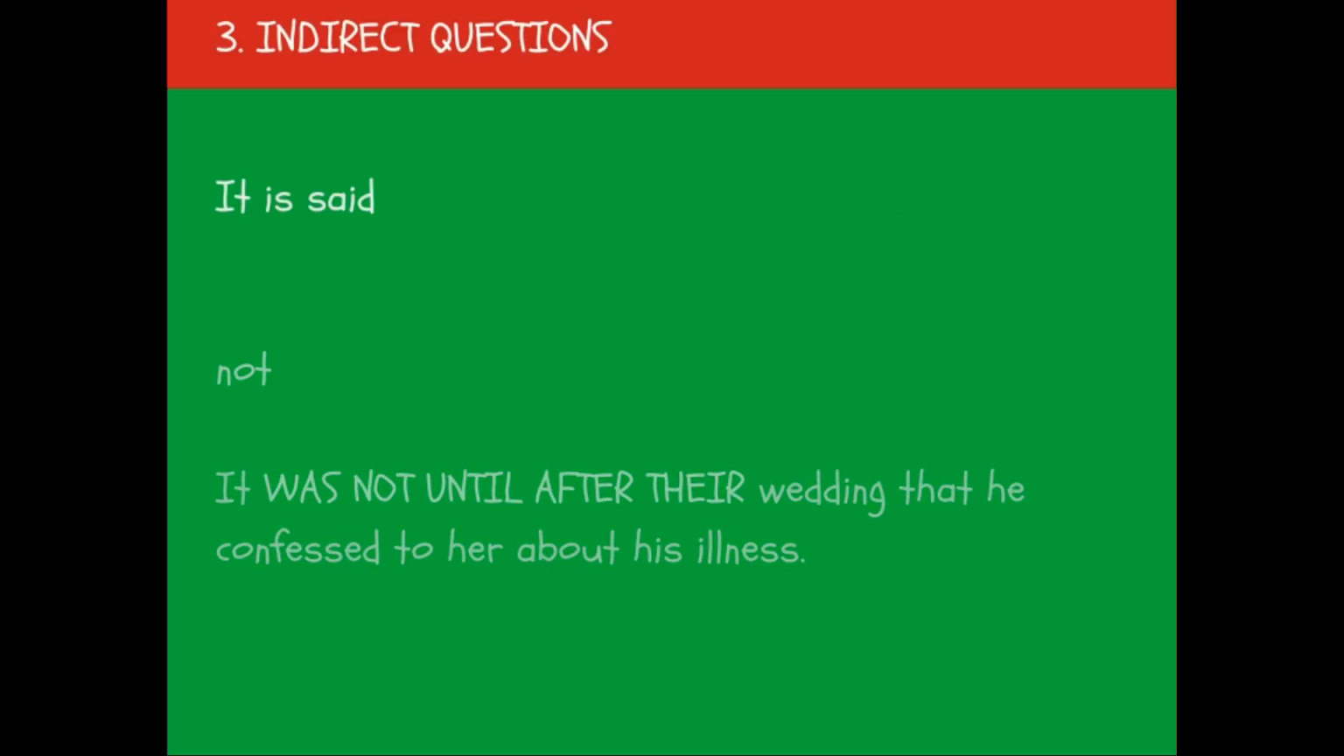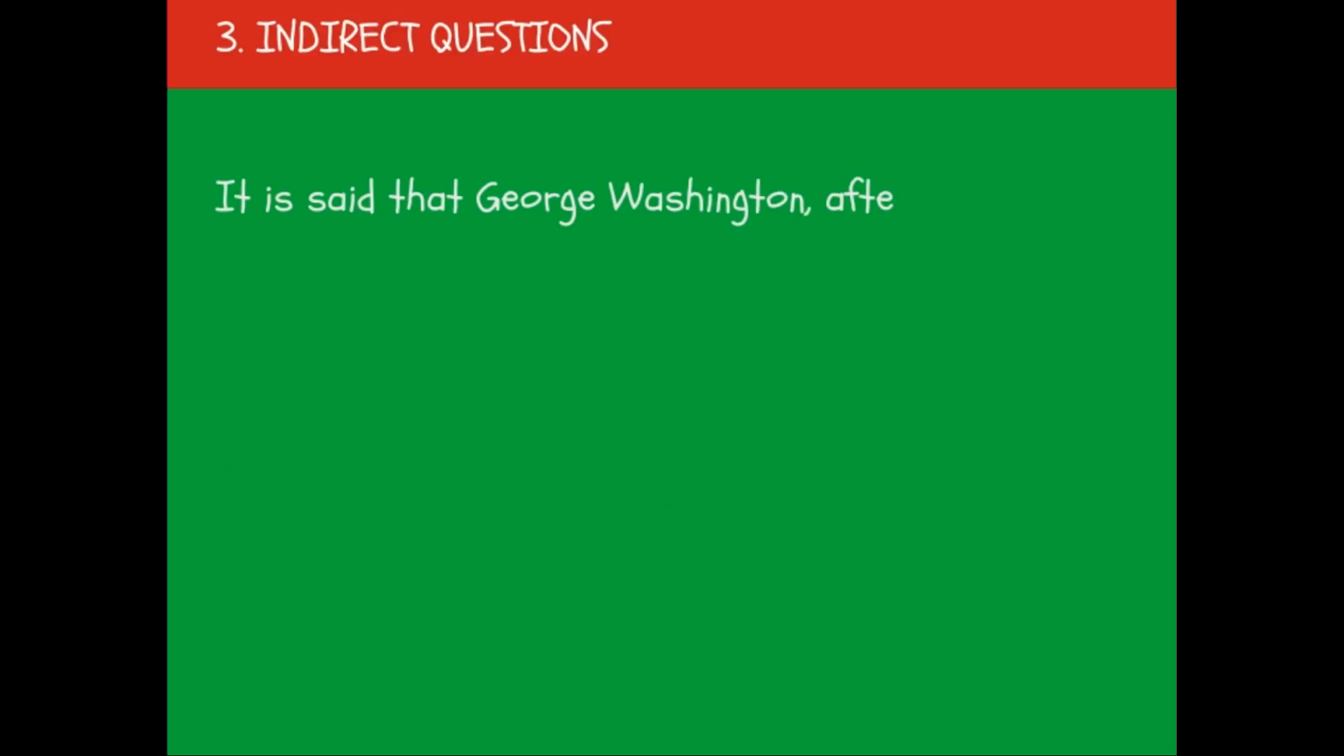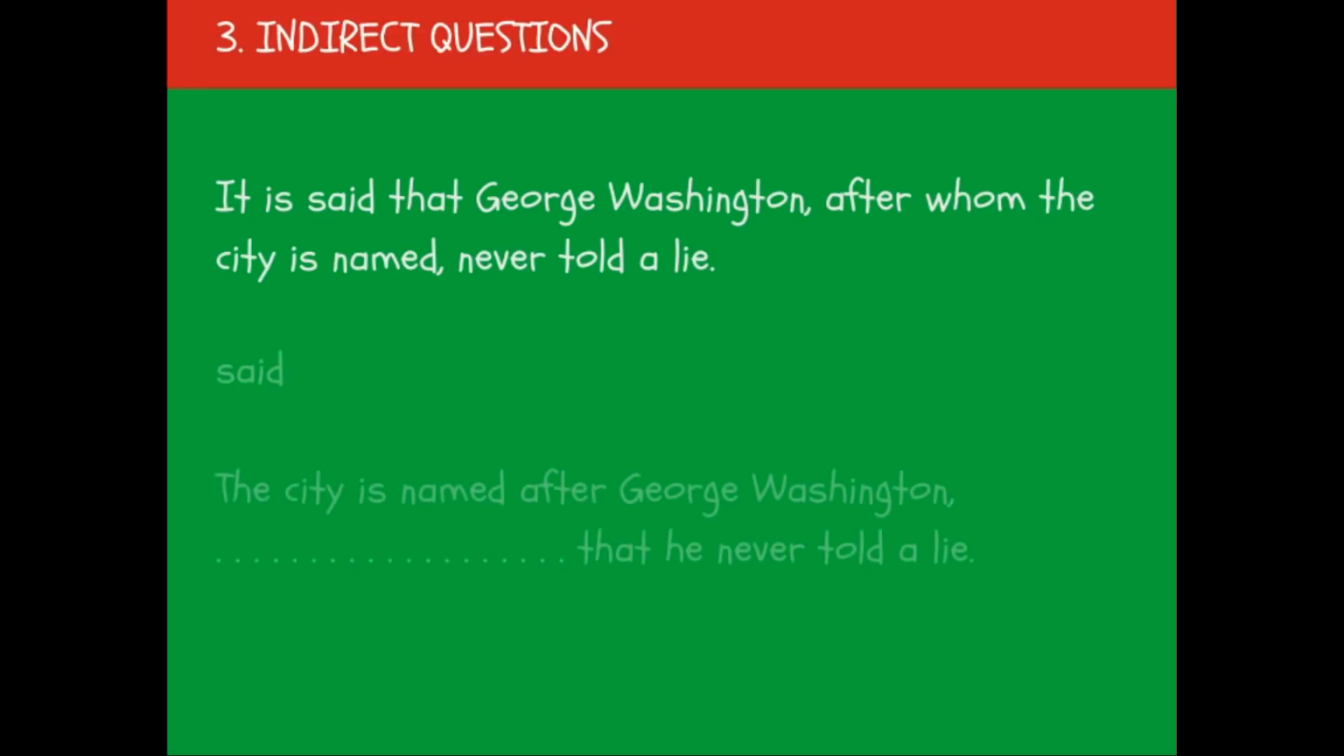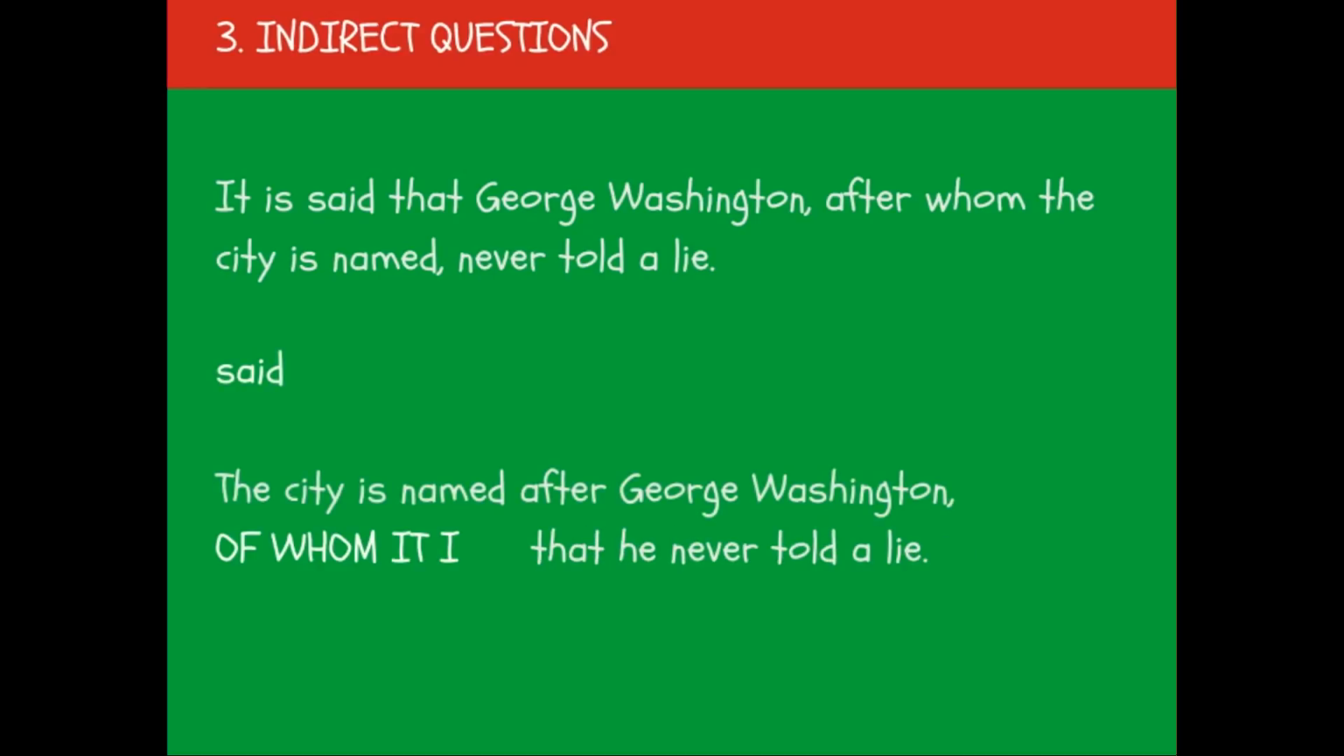It's said that George Washington, after whom the city is named, never told a lie. Here we'll need to use a preposition with whom. The city is named after George Washington, of whom it's said that he never told a lie.